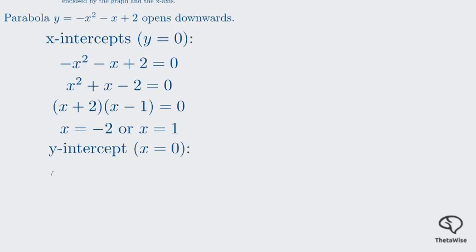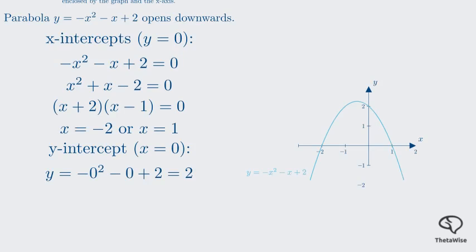The y-intercept is found by setting x to 0. This gives y equals 2. So, our parabola crosses the x-axis at 2 and 1, and the y-axis at 2. The area enclosed by the parabola and the x-axis is the region above the x-axis between x equals 2 and x equals 1. For this area, a vertical strip with width dx is the natural choice. Its lower boundary is the x-axis, or y equals 0, and its upper boundary is the parabola, y equals x squared minus x plus 2. We have our setup. Now for the calculation.